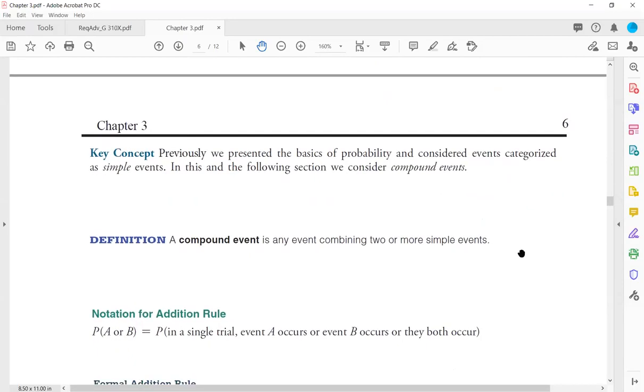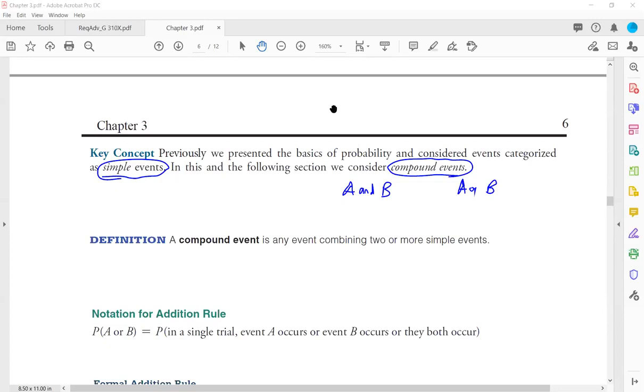Previously, we talked about the basics of probability and considered events categorized as simple events. Now, what if we have compound events? What's the meaning of that? It means that we have, for example, two events like A, B, and we're connecting these together by AND, or we're connecting them by OR. A or B.